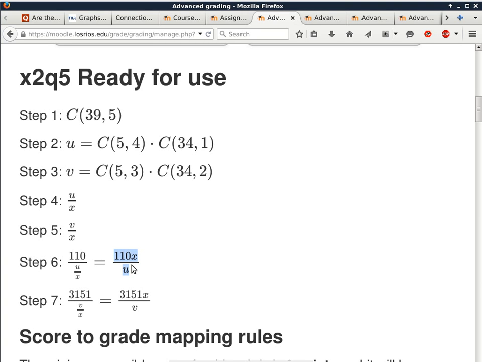I don't understand that part. Wouldn't you just get 1 since u over x is the ratio, which is going to be around 1 to 10?